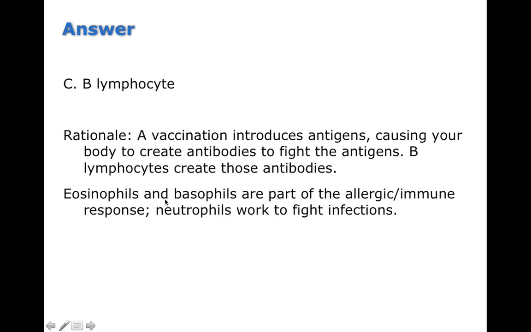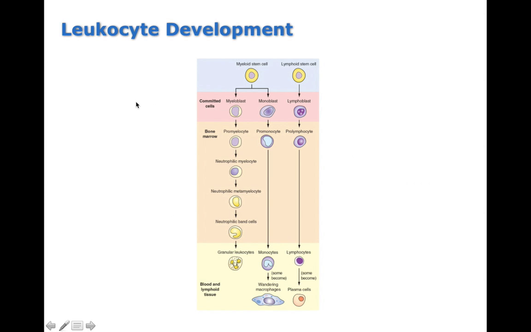Now, eosinophils and basophils are part of your allergic or immune response, and the neutrophils work to fight off infection directly. These are part of your innate immune response, whereas your B lymphocytes are part of your adaptive immune response.